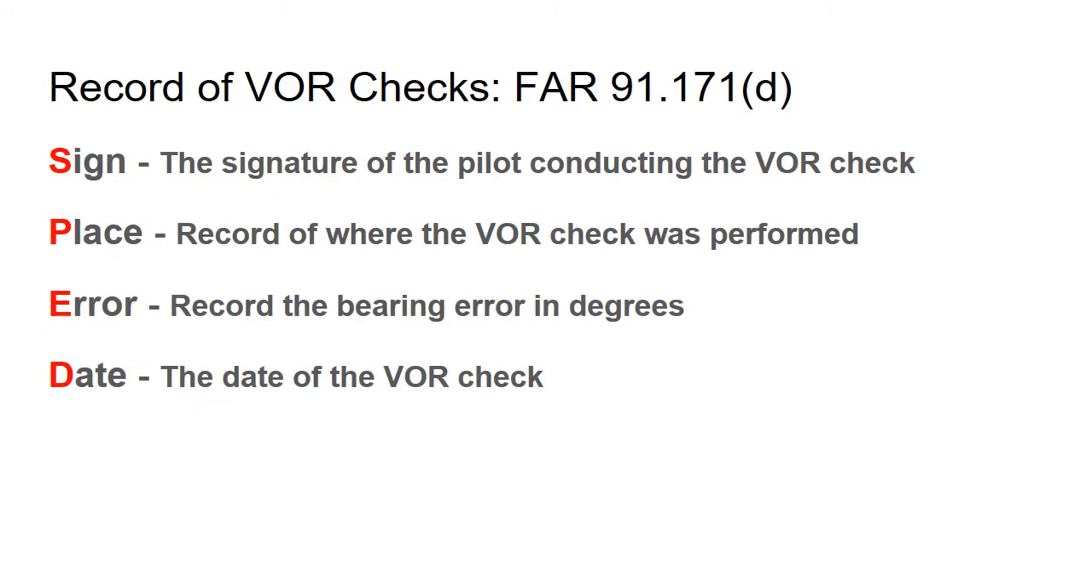You can remember how to record the checks by remembering the acronym SPED. You need to sign it, you need the place you did it, you need the error, and then you need the date. Just remember that along with the place, you also need to use what method that it was, whether it was airborne, VOT, designated checkpoint, etc.